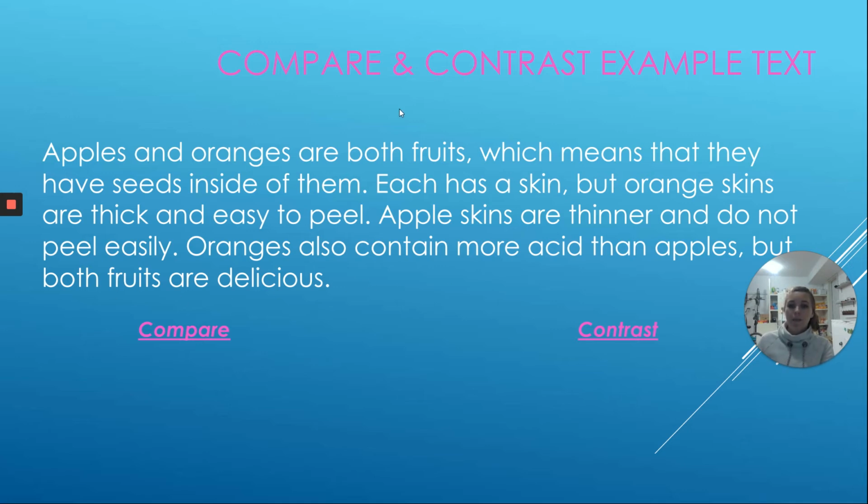Alrighty, so I'm seeing some keywords in here. I'm seeing the word both. I'm seeing the word each. Then the word but over here tells me that something is going to be different than another thing. One of them is thinner, one of them is thicker, one of them is easy to peel, and the other one is not easy to peel, okay? And then it says the word than, so one thing is different than another. We know that that's a contrast. And then again, the word both tells us that they are the same.